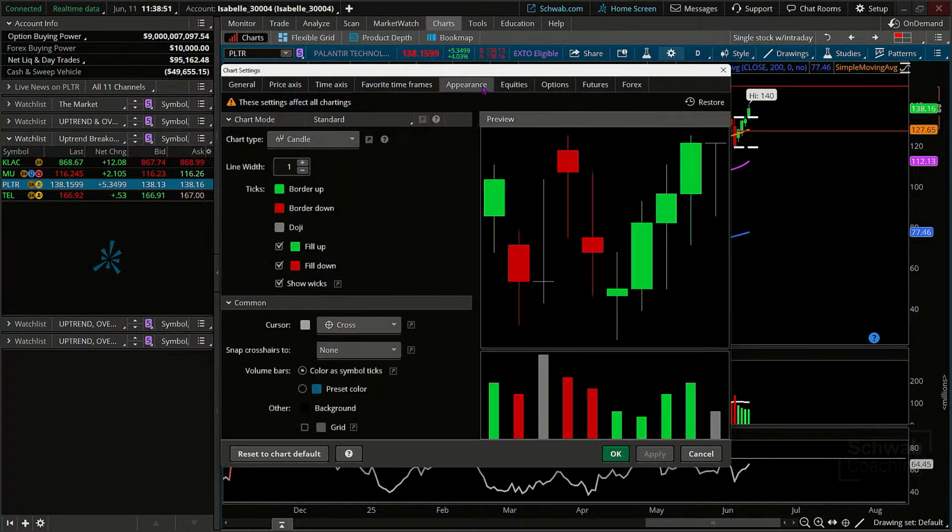But if you were wondering about the colors associated with volume, you'll find that down here under common. Notice I've got color my bars that are the same symbol, same color as my ticks. So bullish day green, bearish day red. That's what appears here. The default is just the standard color like this, but I don't like that. I want to see, is it an up day? Is it a down day?